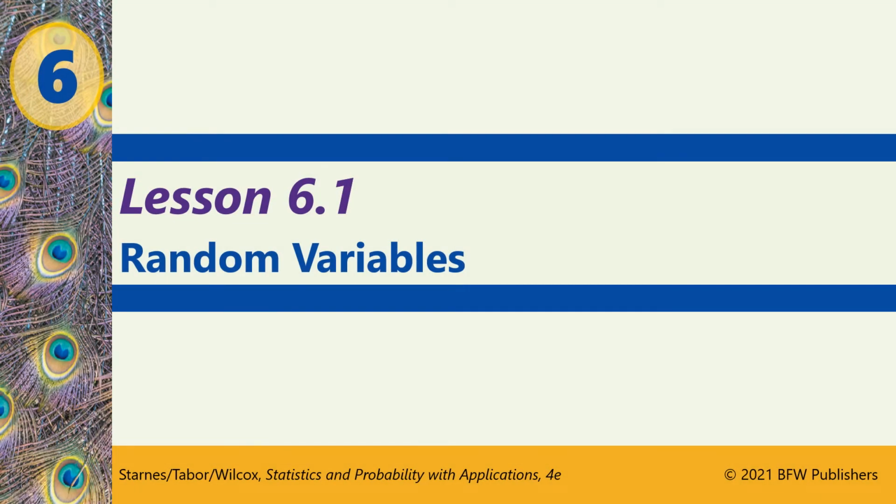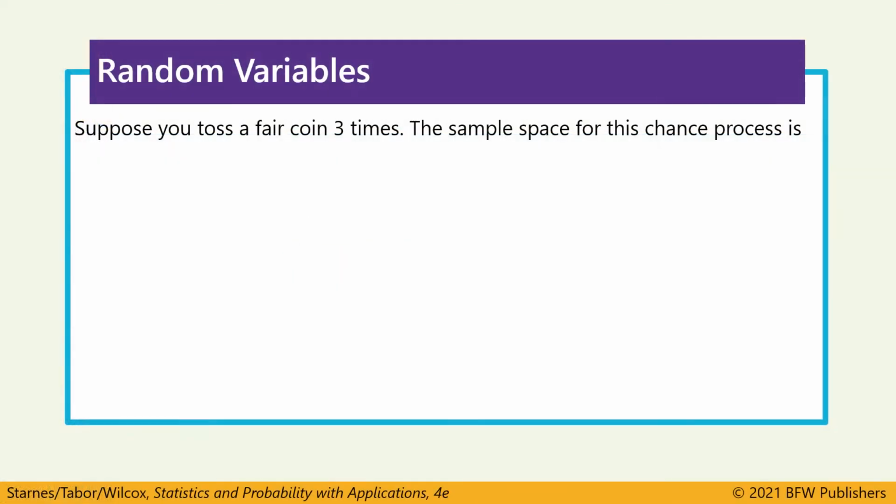6.1 Random Variables. Let's say we toss a fair coin 3 times. The sample space for this process is all of these results.